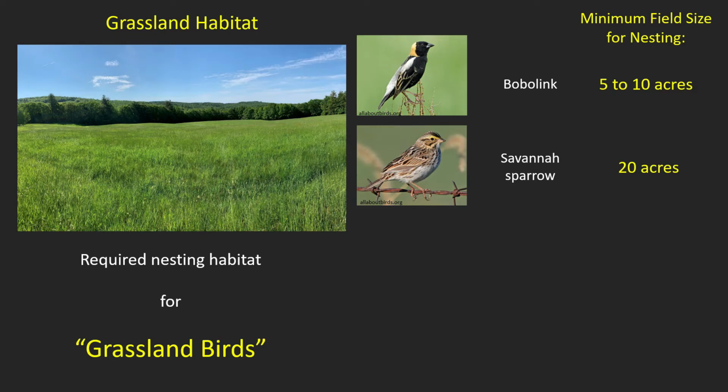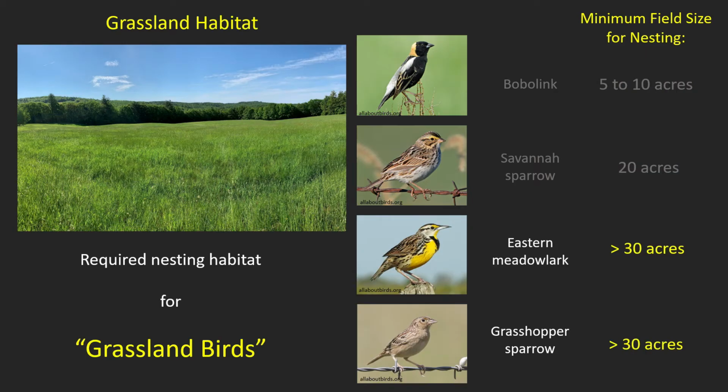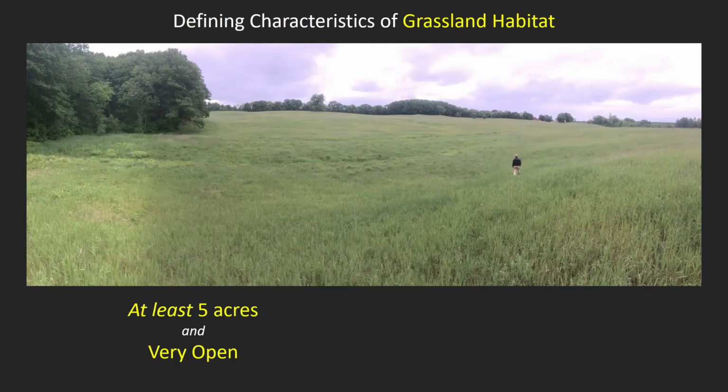Two grassland bird species that are most likely to occur on lands owned by private landowners or communities are the bobolink and the savanna sparrow. Bobolinks require fields at least 5 to 10 acres in size for nesting, and savanna sparrows rarely nest in fields less than 20 acres. Two additional grassland bird species you might encounter are the eastern meadowlark and the grasshopper sparrow. These birds rarely occur in grasslands less than 30 acres, and both are listed as threatened species in New Hampshire.